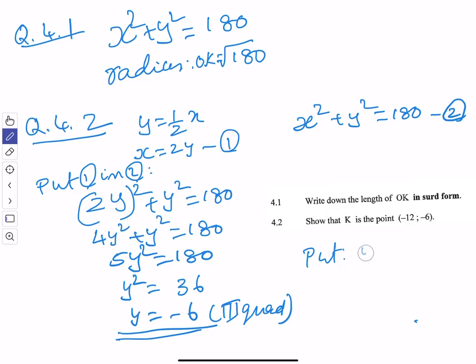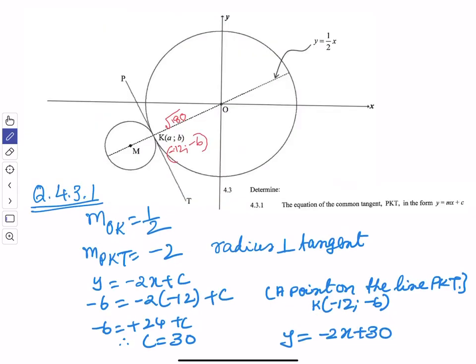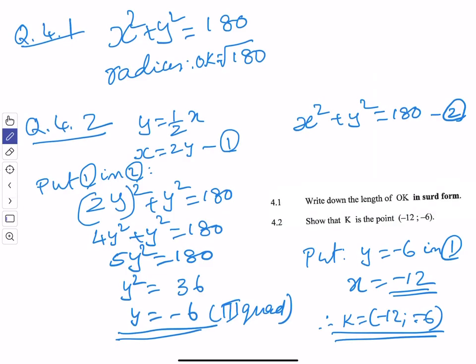Now I put y is equal to negative 6 in equation number 1. I get x is equal to negative 12. Therefore, my answer is, therefore K is equal to negative 12, negative 6. This is my answer. Immediately as I get the answer, I must write that K is the point negative 12, negative 6.